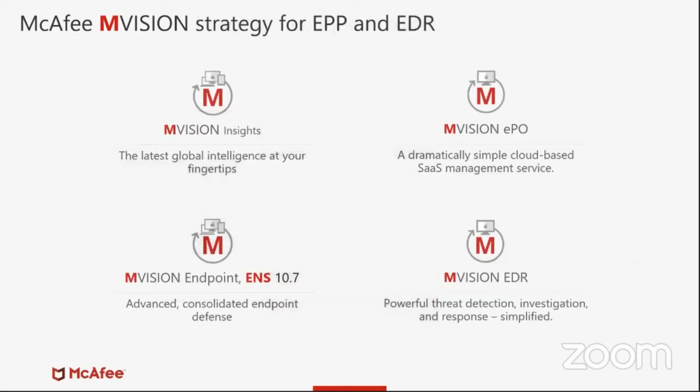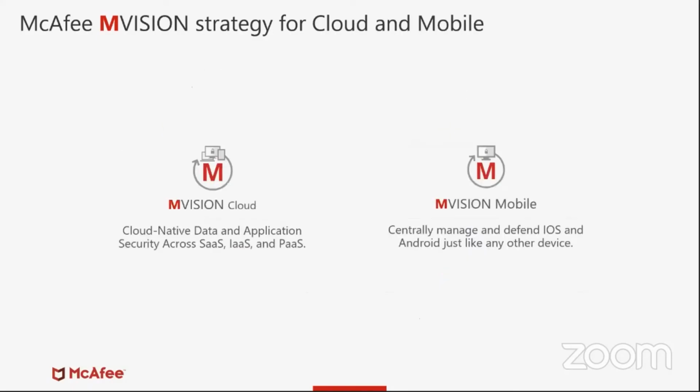Now, to close my talk, so what we saw today: MVision Insights, okay. So important, the MVision ePolicy Orchestrator, so the same ePolicy Orchestrator we know on-premise now as a service in the cloud, okay. Don't forget about the third option as a public cloud with AWS. We reviewed the EPP platforms that include MVision Endpoint and ENS, today at version 10.7, and MVision EDR. Do not forget the 2 technologies in line with the MVision strategy called MVision Cloud and MVision Mobile, okay?